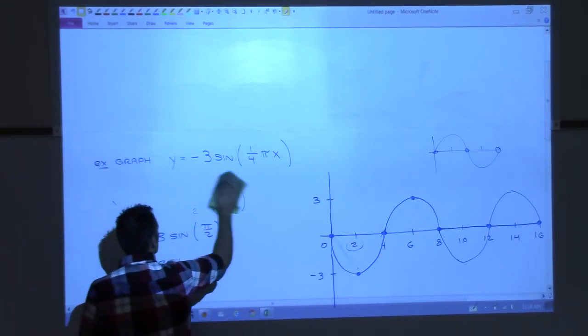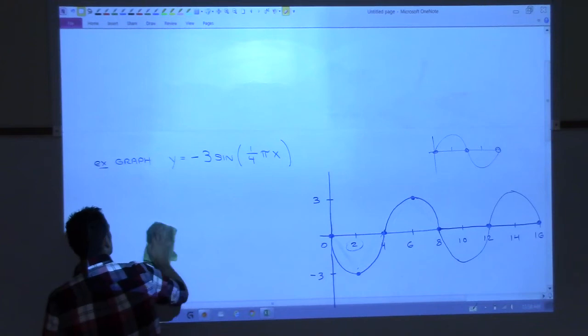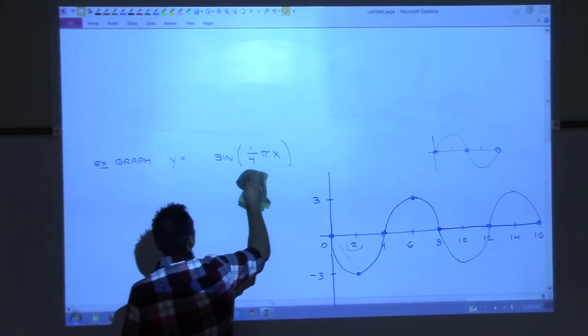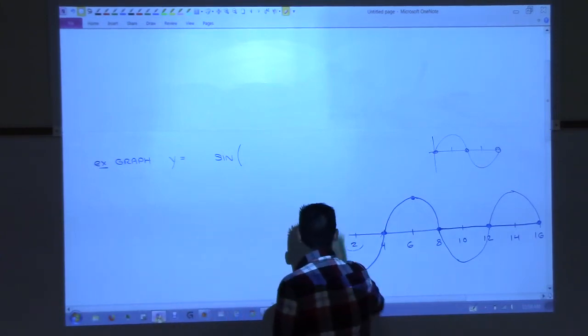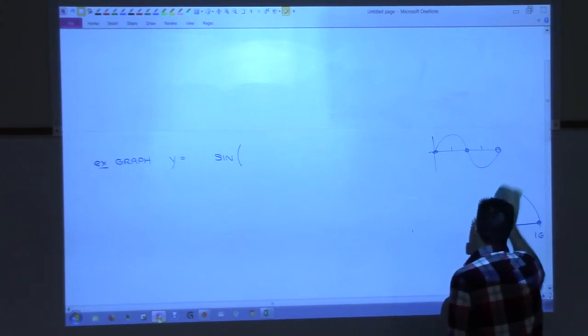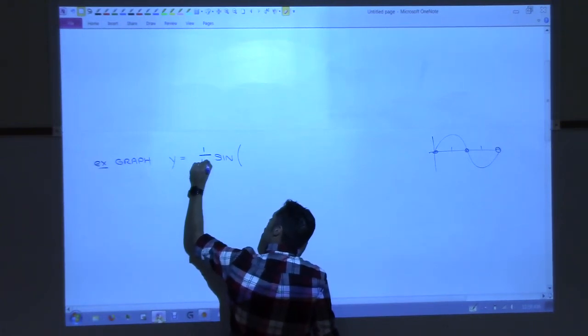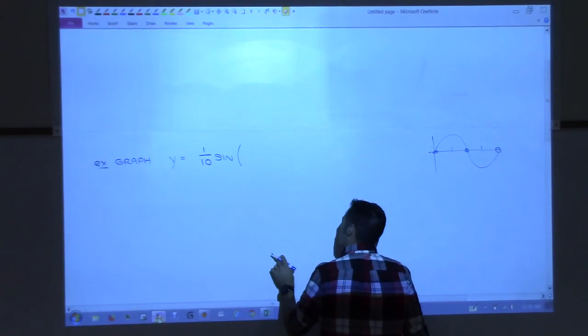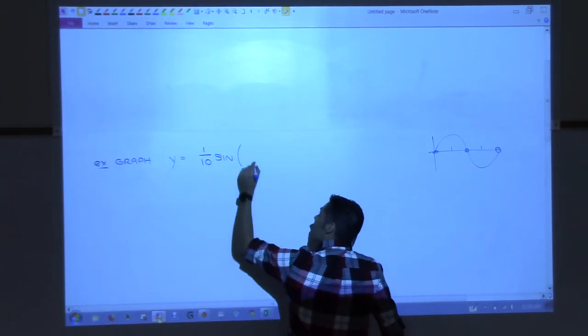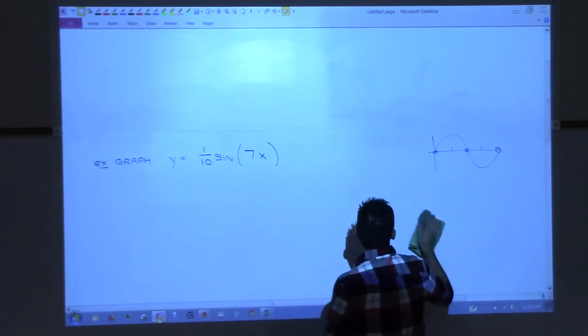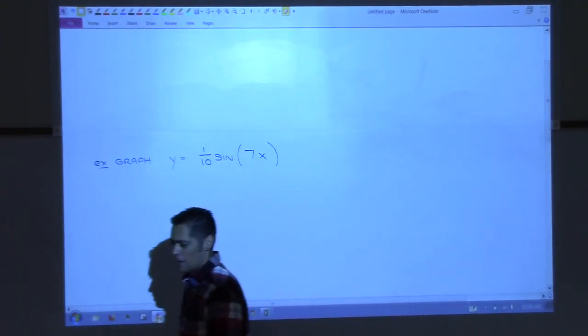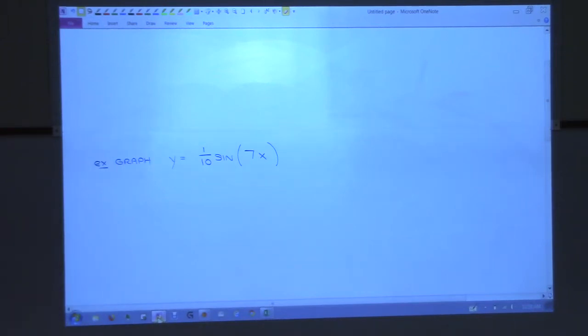Okay. Now I'm going to give you one that's not so natural, something that forces you to really mess with numbers. So how about this? 1/10 sine of 7x. It's a sine function, right? It has 2 endpoints that are x-intercepts. It has a middle point that's an x-intercept.